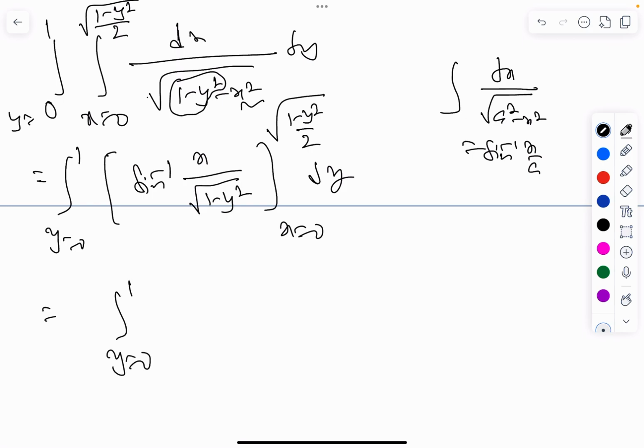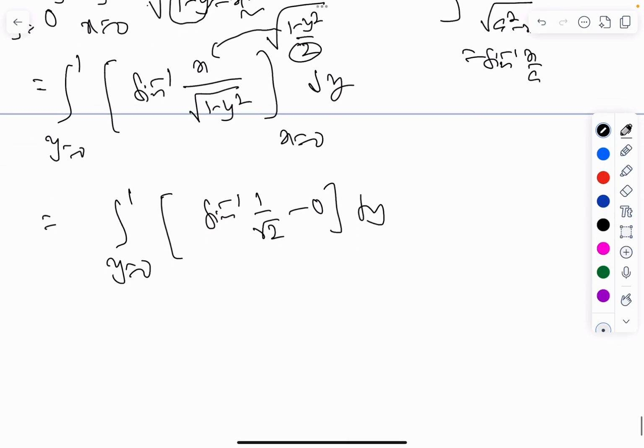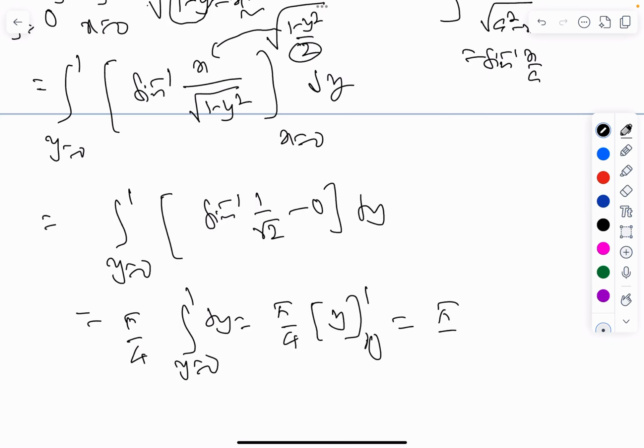So y equal to 0 to 1. This is sine inverse. Now root 1 minus y square by 2 and root 1 minus y square, so root 1 minus y square cancel. Remaining is 1 upon root 2. And minus sine inverse 0 is 0. And sine inverse 1 by root 2 is pi by 4. Y equal to 0 to 1 dy. So this is pi by 4 into 1. So that is the pi by 4.